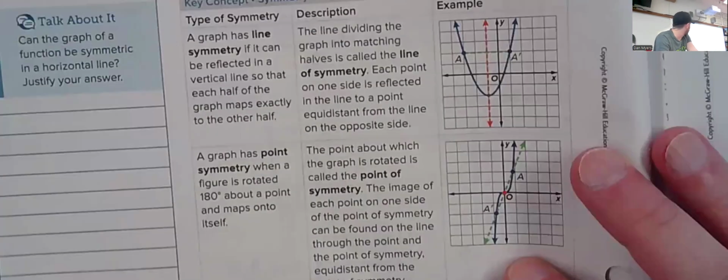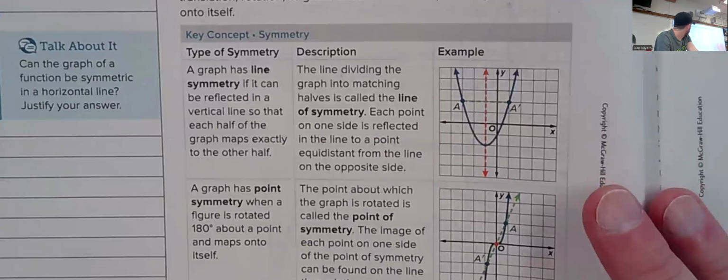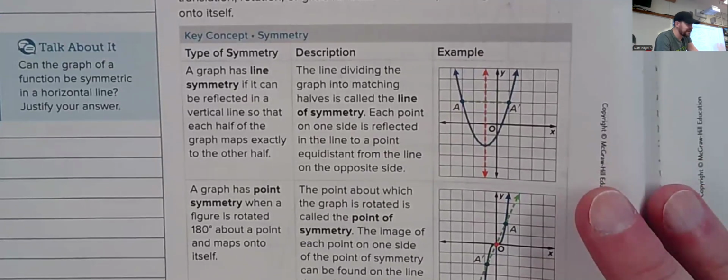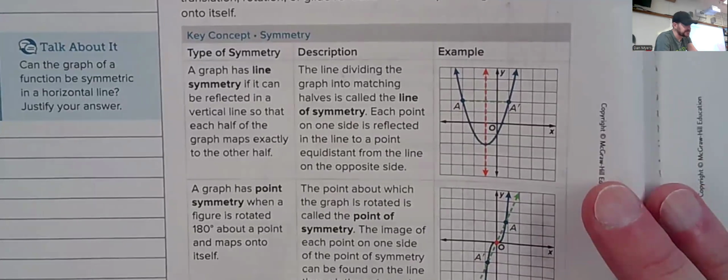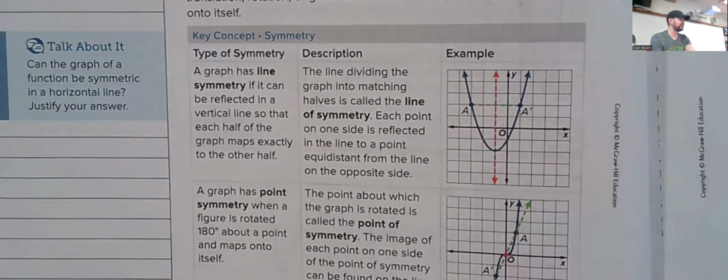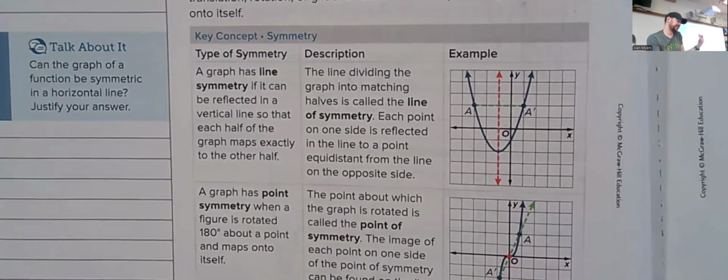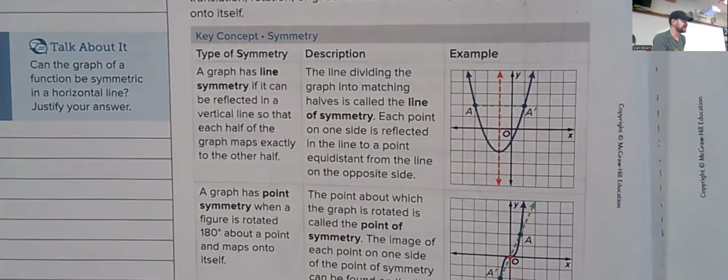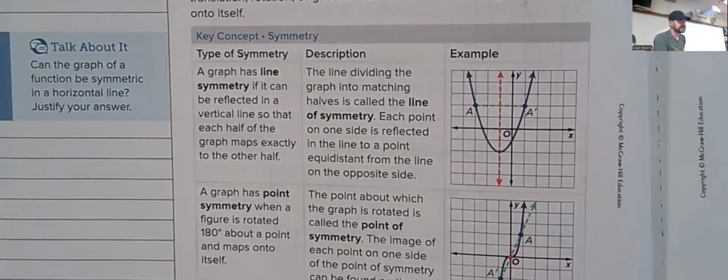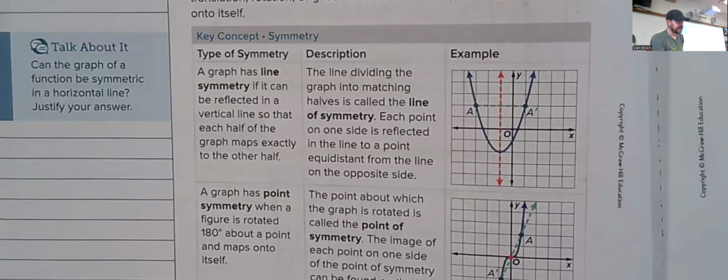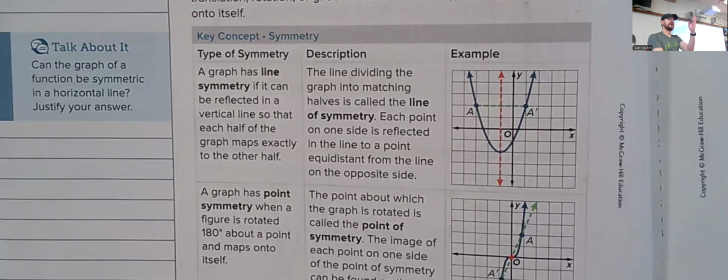So if we're talking about line symmetry, it means that a graph has line symmetry if it can be reflected in a vertical line. It does say vertical here. I guess we're only talking about vertical. That's nice. Narrows it down, so we don't need to worry about diagonal right now. That'll make it easier for you. So each half of the graph maps exactly onto the other half. So you're only looking for vertical line symmetry. Basically, if a point reflects horizontally across that line, you're good.